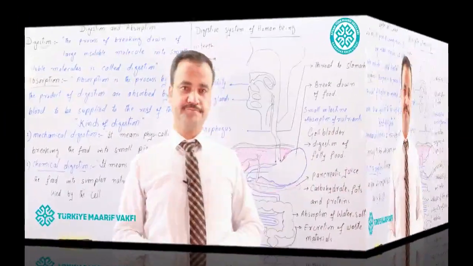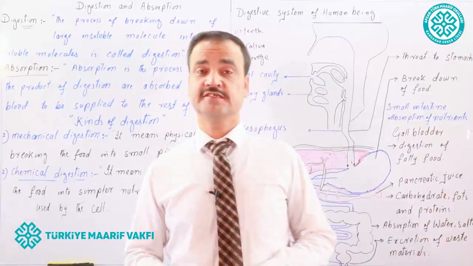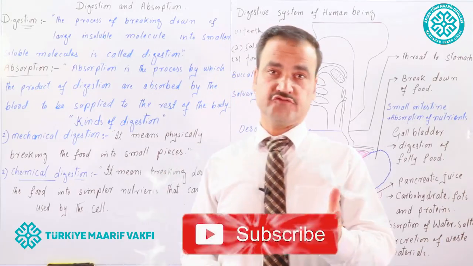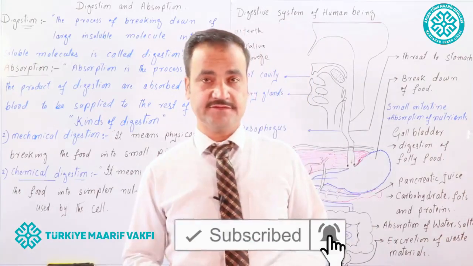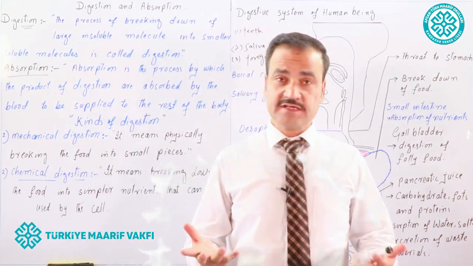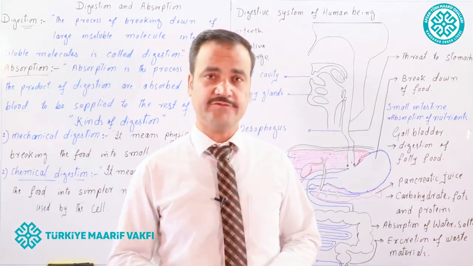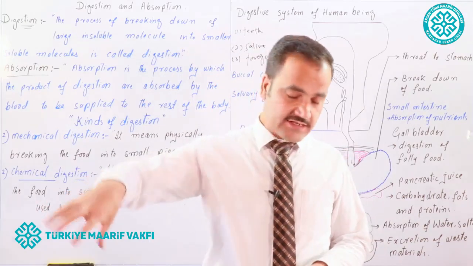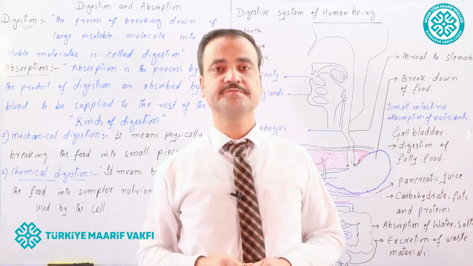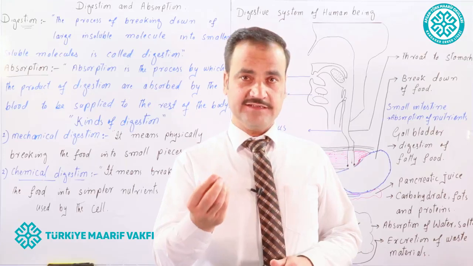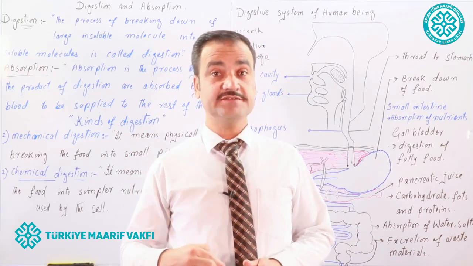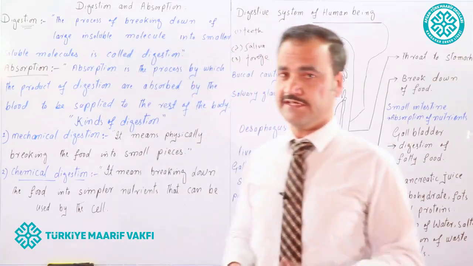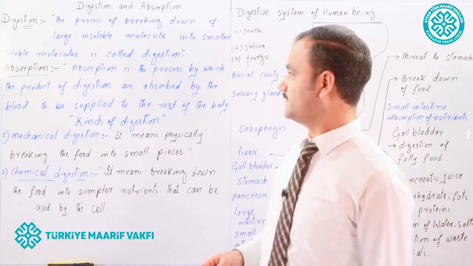Hi dear students, as you know, a plant has the ability to prepare its own food by itself, but an animal cannot prepare its own food by itself. So what will they have to do? First they will have to acquire their food from the surroundings. Then they will have to digest and absorb that food. So today's topic is about digestion and absorption.